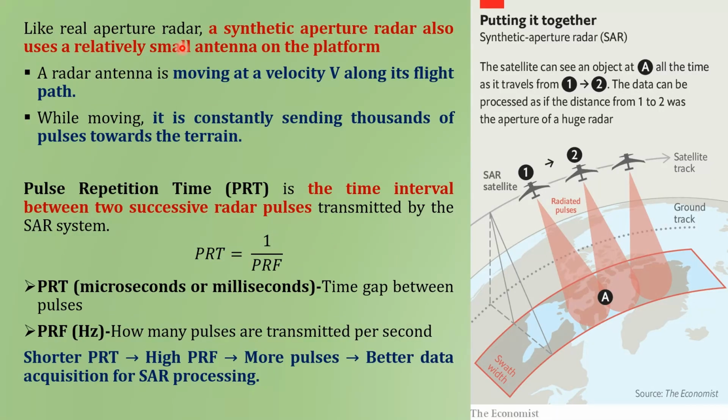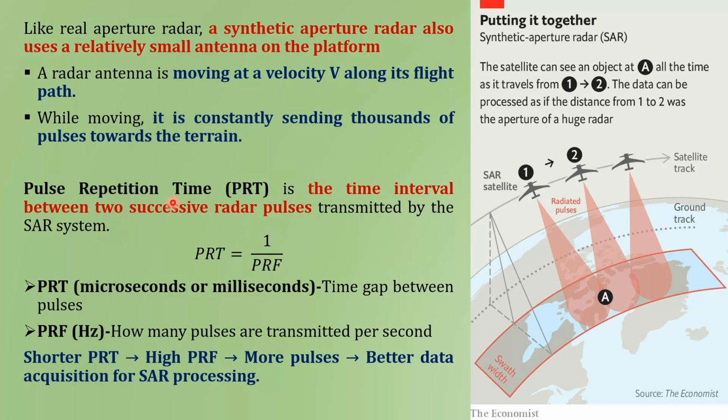Like real aperture radar, a synthetic aperture radar also uses a relatively small antenna on the platform. Now, depending upon the speed at which this platform is moving, we can say that this radar antenna is moving at a velocity v along its flight path. And as it is moving, it is continuously sending thousands of pulses towards the terrain. So, the time gap between each pulse is defined by the pulse repetition time, that is the time interval between two successive radar pulses transmitted by the synthetic aperture radar system.